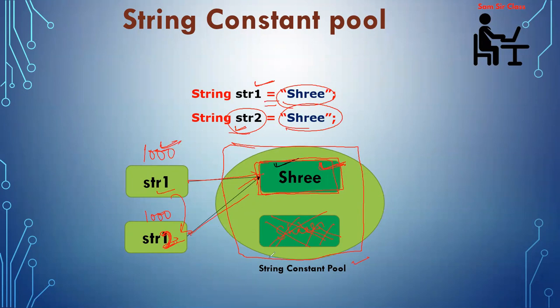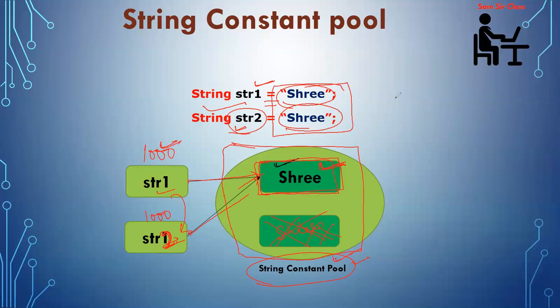Okay. Now if you ask what the string constant pool is all about, the string constant pool is a separate block of memory where the string objects are held by JVM. If a string object is created directly using the assignment operator like this, then it is stored in the string constant pool. So any kind of string literals that are created will all be stored in the string constant pool.